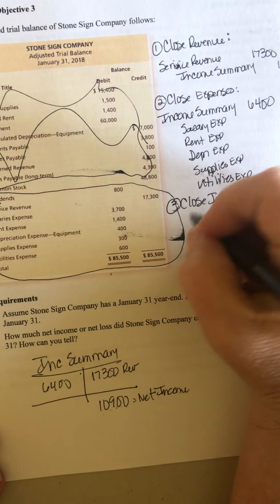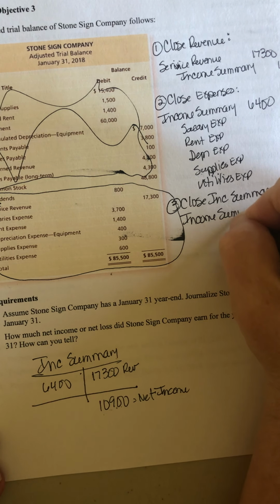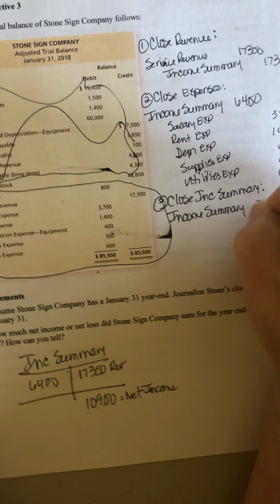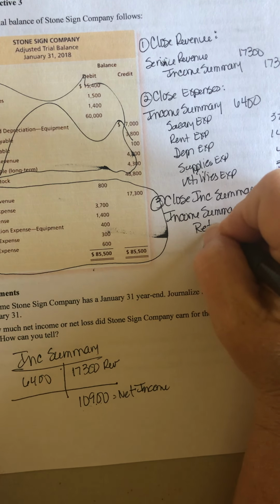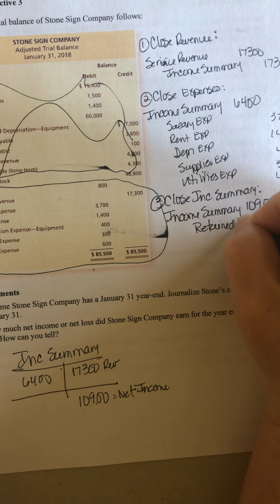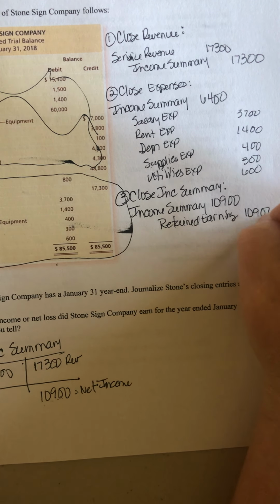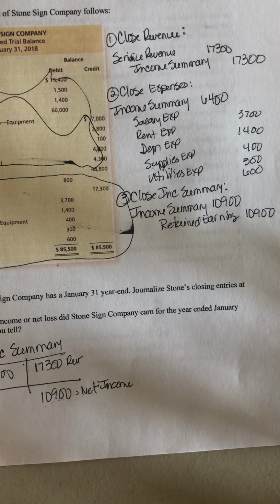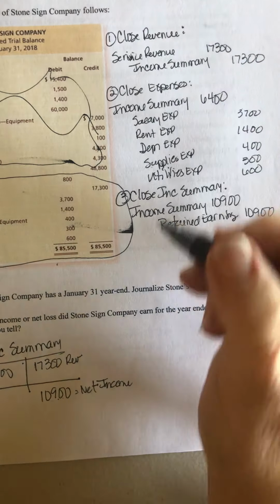So to close it out, I have to debit income summary for the 10.9. And I'm going to credit retained earnings, which makes sense because net income increases retained earnings. So I should credit retained earnings to put net income into it. If I happen to have a net loss, it would be the flip. I would reverse that entry.